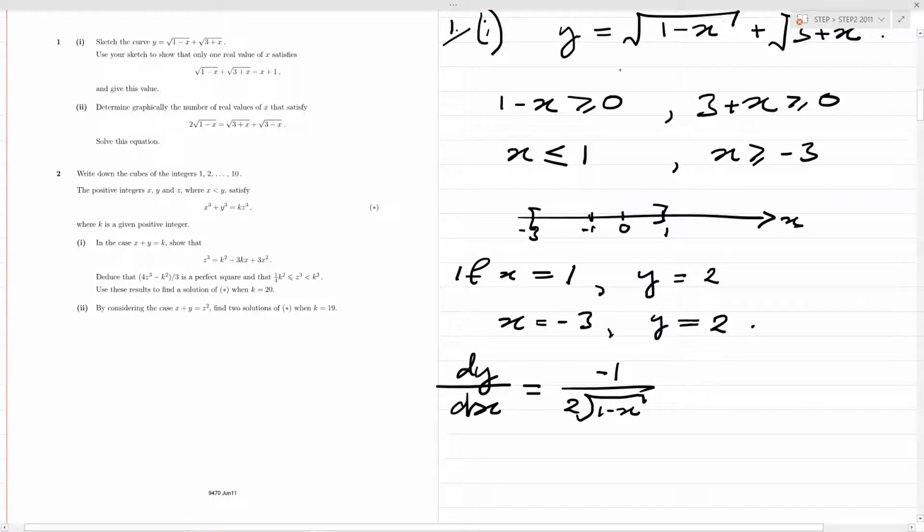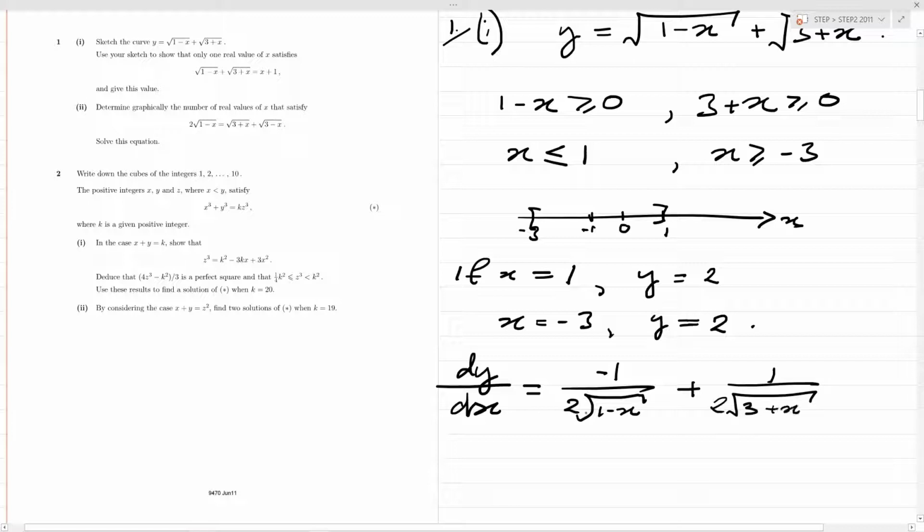Differentiate it, you bring down the power, and then you reduce the power by 1, so that means you'll have a half minus 1, which is minus a half, which is exactly what we've got here at the bottom. Similarly, we'll have this for this part.